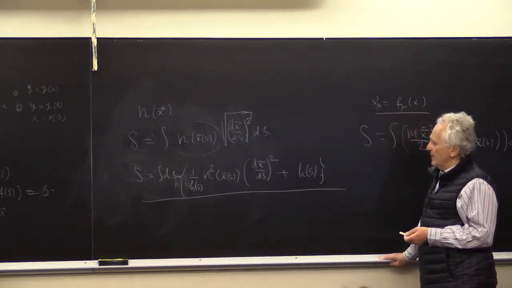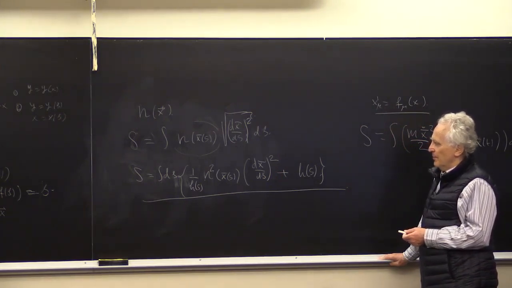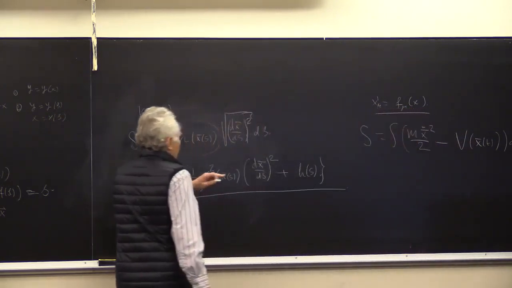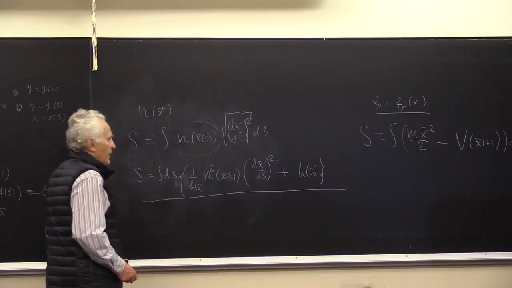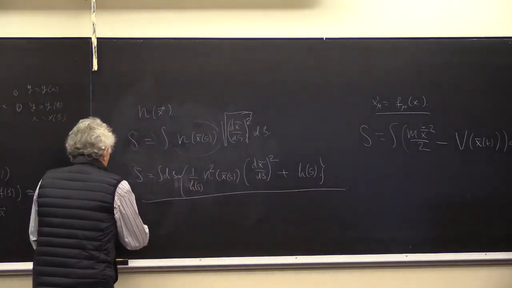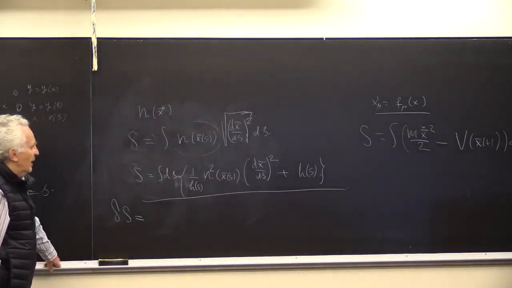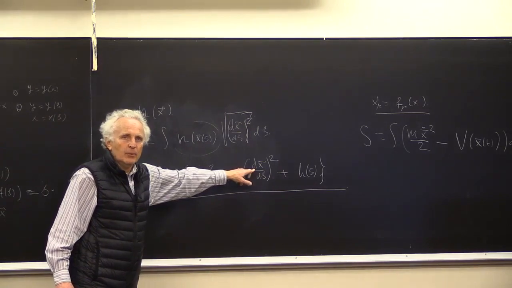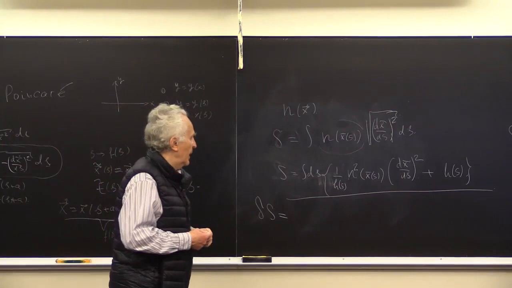So what will happen if you vary h? Okay, let's do it. What will be the variation of this? I want to vary s, and I want to keep x intact at this point, but I want to vary this new auxiliary field h of s.